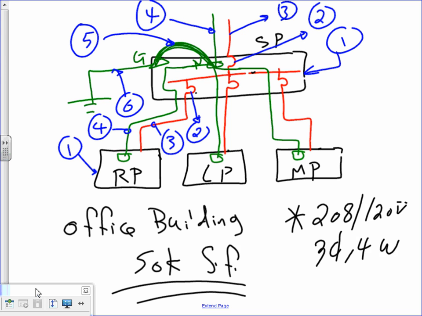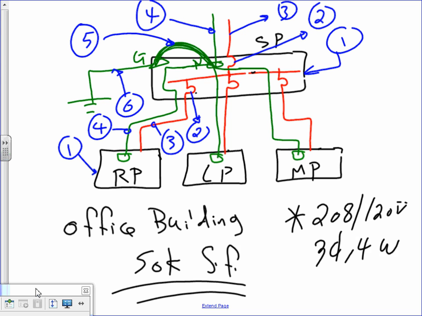Anybody know what this conductor that goes to the ground rod is called? Grounding electrode conductor. That's the fancy name for it. You guys want to learn these. The terminology is so important to understand. You can't just say the ground conductor. They're defined later on. These are all defined in the document I gave you. It's called grounding electrode conductor. That's the one that goes to the ground rod or the steel of the building.